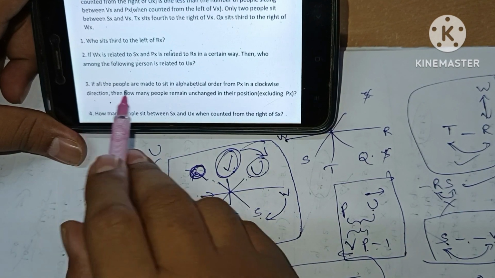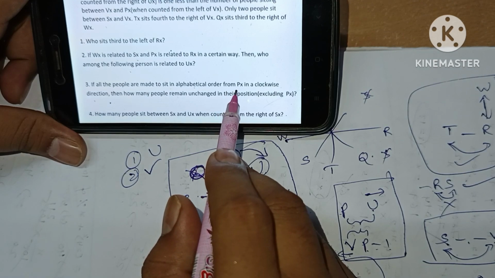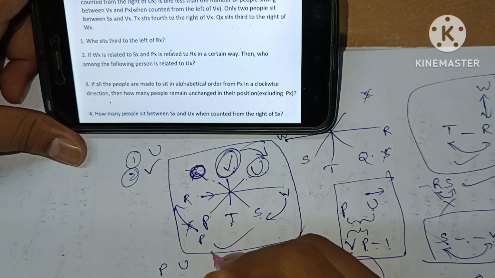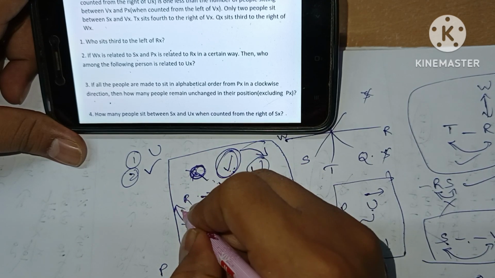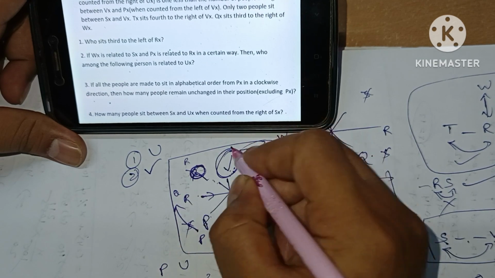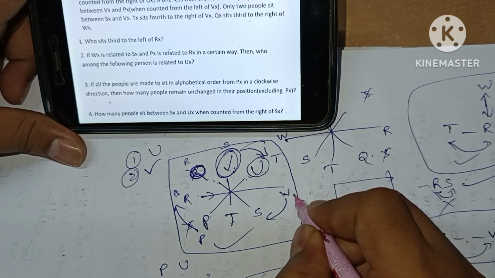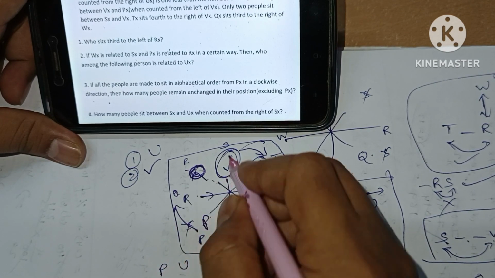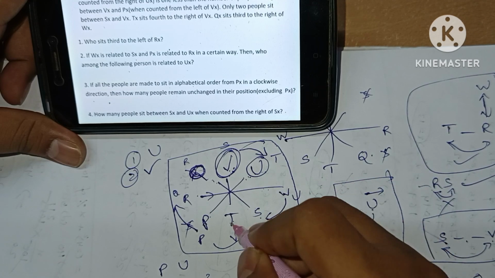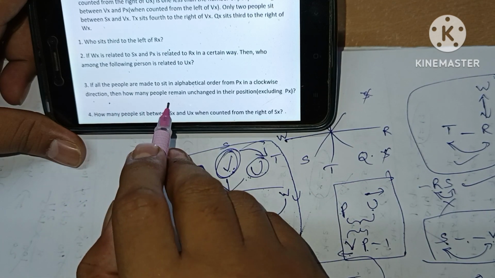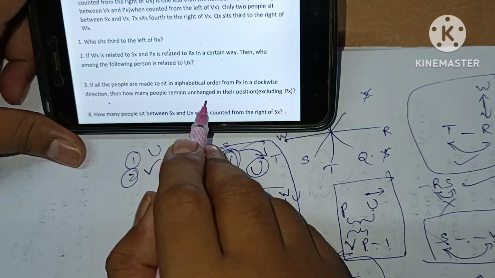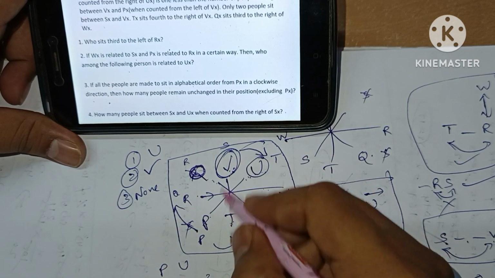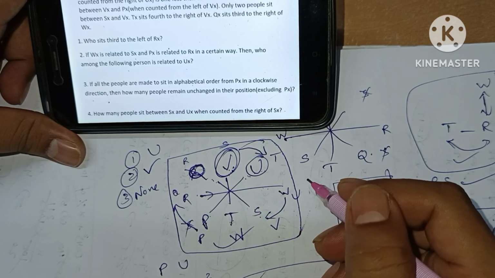Third question. If all the persons are made to sit in alphabetical order from P in a clockwise direction. Clockwise direction means this one. P, Q, R, S, T, U, V, W. There is no match here, and it is asked how many people remain unchanged. None of them are in unchanged places.